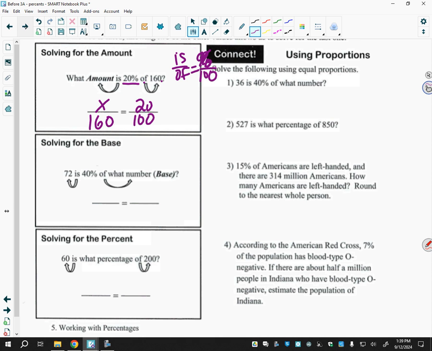What about the next one, though? If you were trying to do your trick, Parker, if I said 72 is 40% of what number, you can't just take 0.4 times 72. It only works on certain problems, but my proportion works on every problem. And then how do you solve this problem?